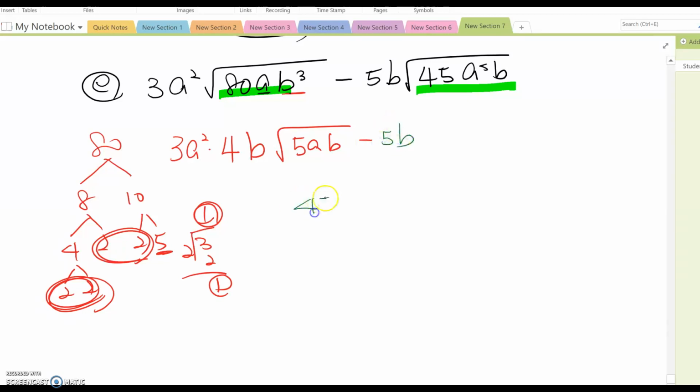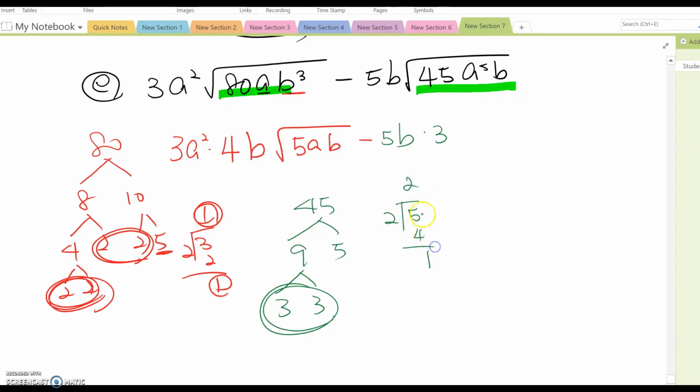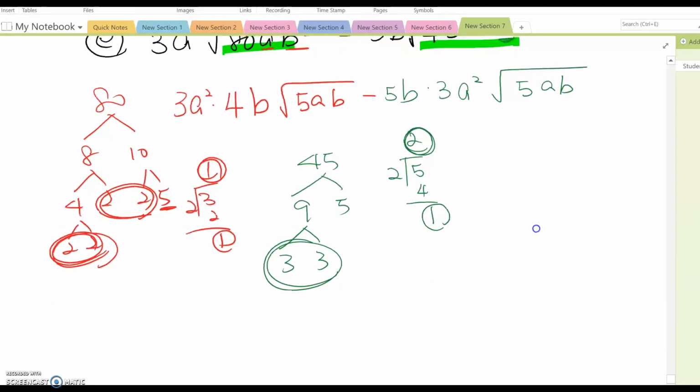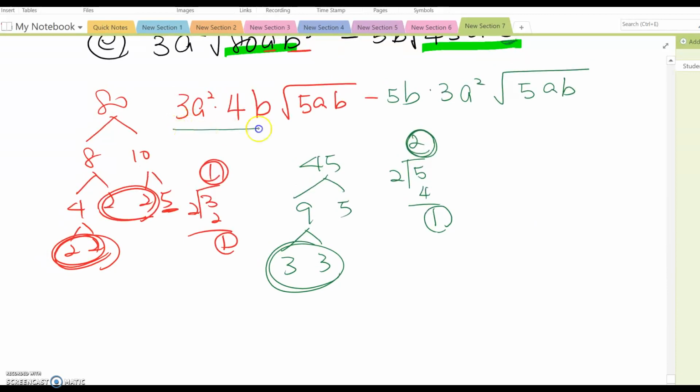Now this term minus 5b, and then 45, which means 9 times 5, which is 3 times 3. So 1 pair here, so multiply by 3. And then a fifth, so 5 divided by 2 equals 2 with 1 left over. So 2 powers come out and a single power is left inside. So a squared comes out, and then square root 5a. This b is a single power, so it stays here. Now, as you see, this is 3a squared 4b root 5ab minus 5b 3a squared root 5ab so far.